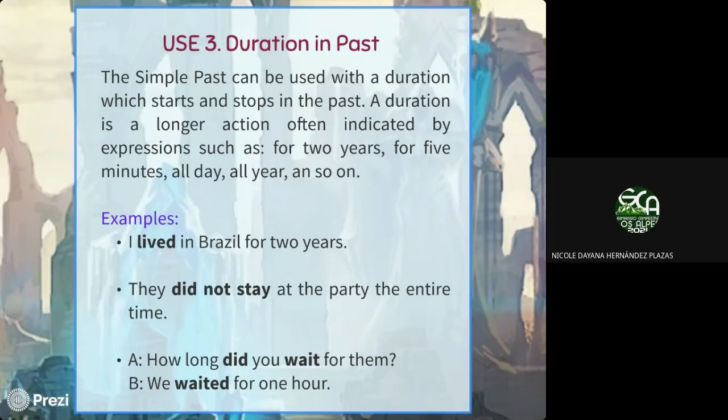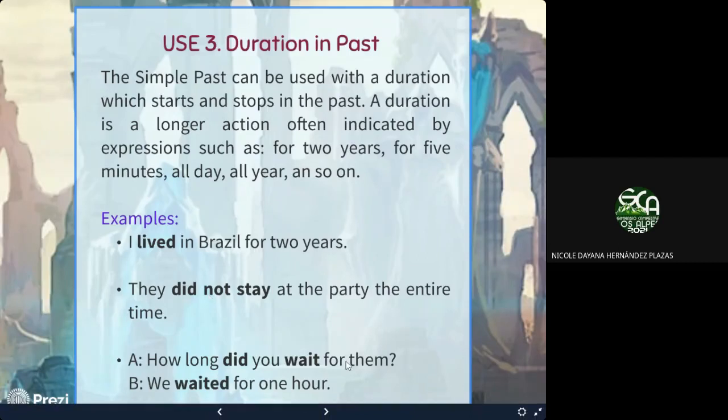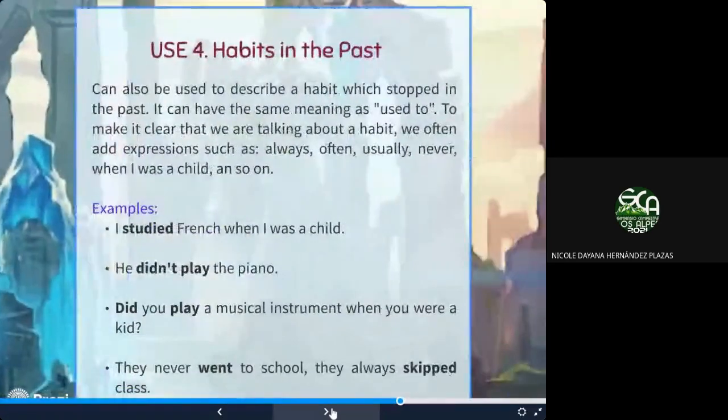Okay, guys, ready? Let's continue. Yes. Wait, yes, sorry. Okay. Here's number 4.